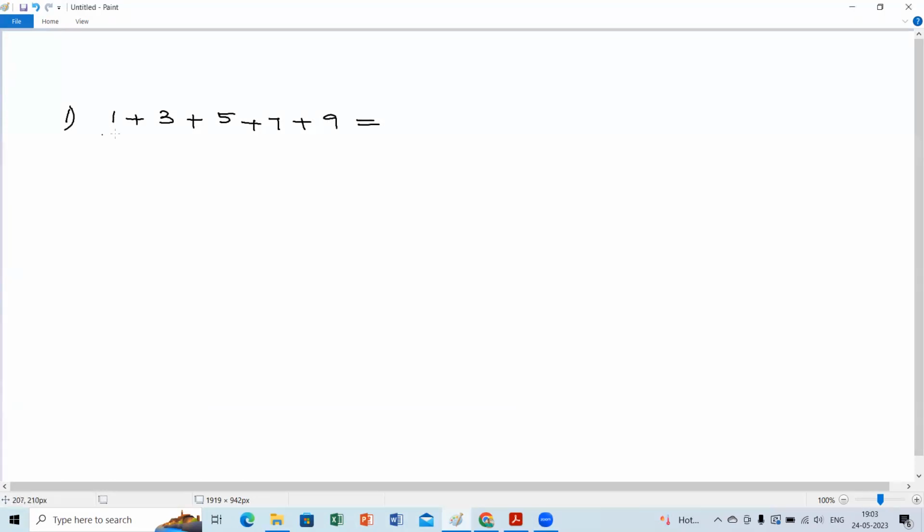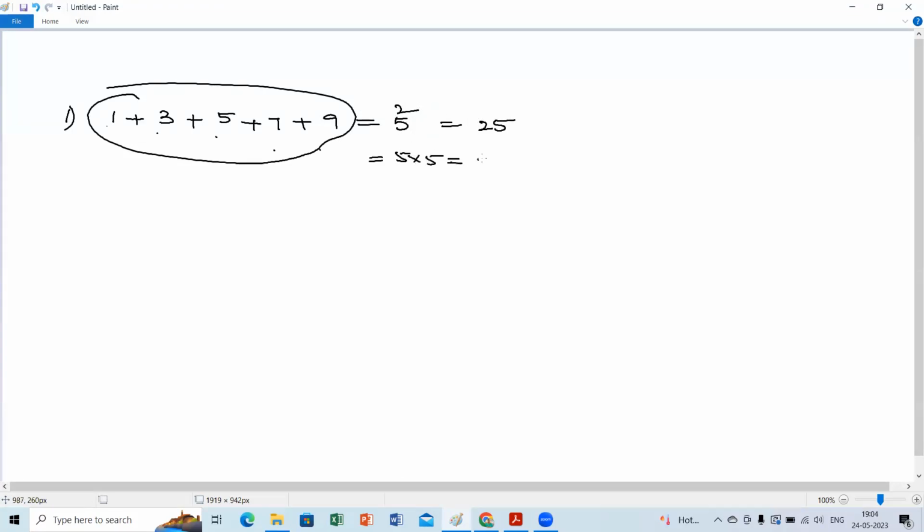So what is n? These are natural odd numbers. How many are there? Please count: 1, 2, 3, 4, 5. Yes, 5 numbers, so it is 5 square. What is the value of 5 square? 25. 5 square is nothing but 5 into 5, 5 fives are 25. Same way, what is the sum of the first 9 odd natural numbers?